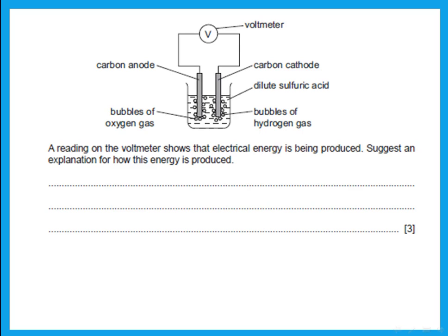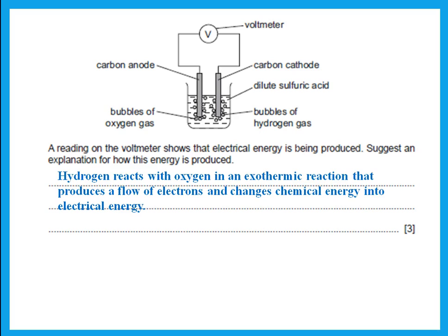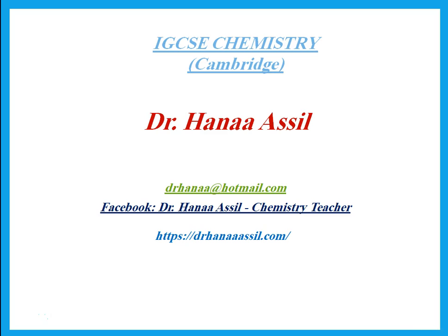So basically, we have oxygen and hydrogen going into this. The hydrogen reacts with the oxygen. This is an exothermic reaction. It produces a flow of electrons and it changes chemical energy into electrical energy. And this is basically what is happening in a fuel cell.